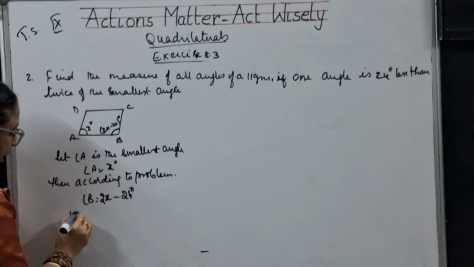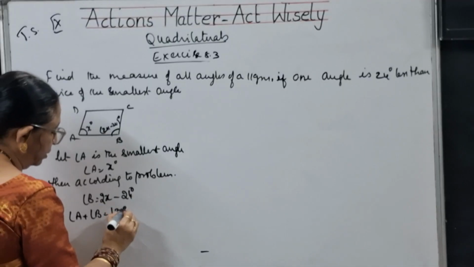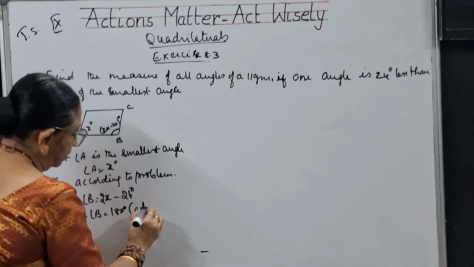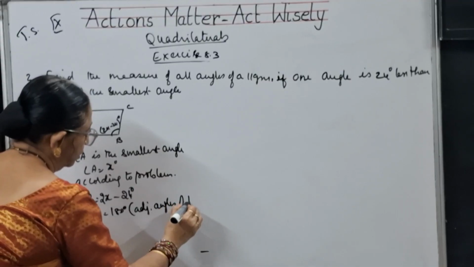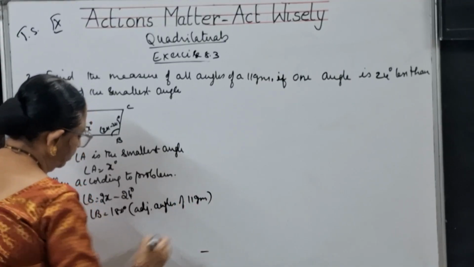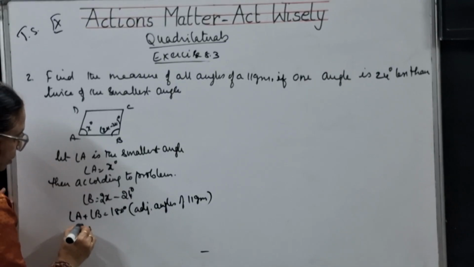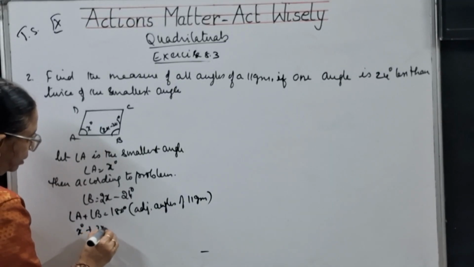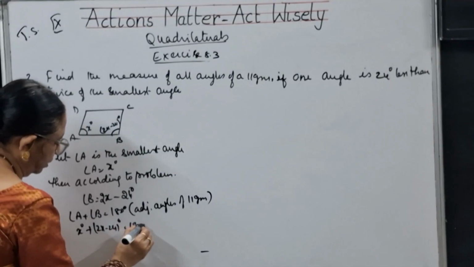So we know that angle A plus angle B is equal to 180 degrees. They are adjacent angles of parallelogram. So that is 180 degrees. Angle A is x degrees, plus angle B is 2x minus 24 degrees is equal to 180 degrees.